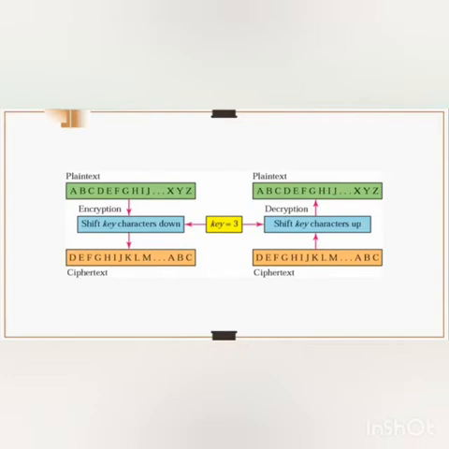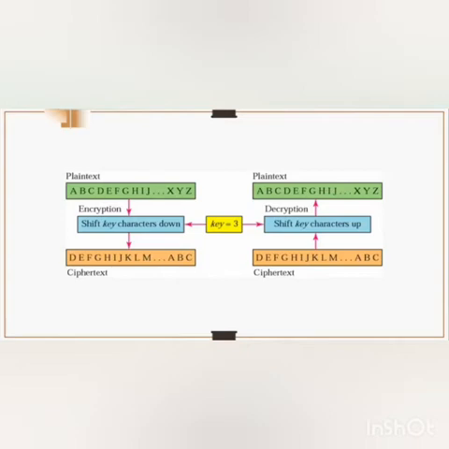So, the key is commonly shared between the sender and the receiver. In the receiver's end, they will get the cipher text. See the arrows in the left side picture. Arrows come down. In the plain text, we have A to Z and we are doing encryption. Shift key characters down using key 3 algorithm. So, shifting 3 keys down.